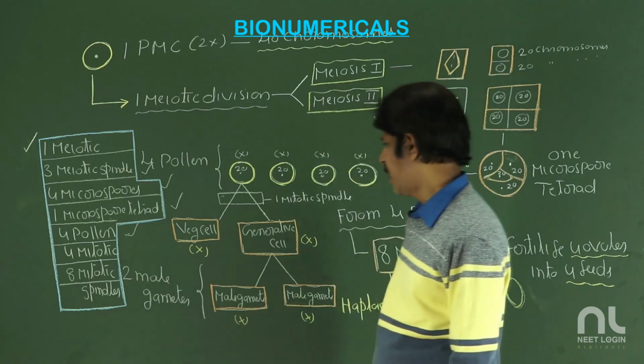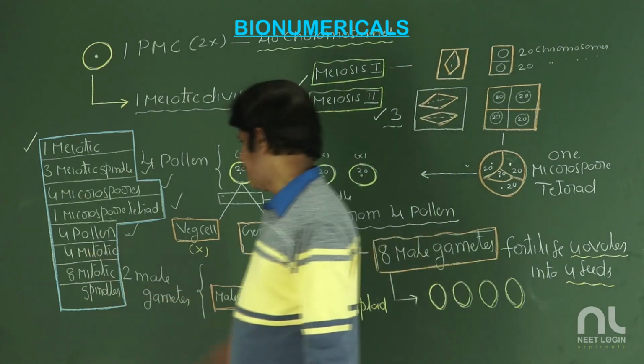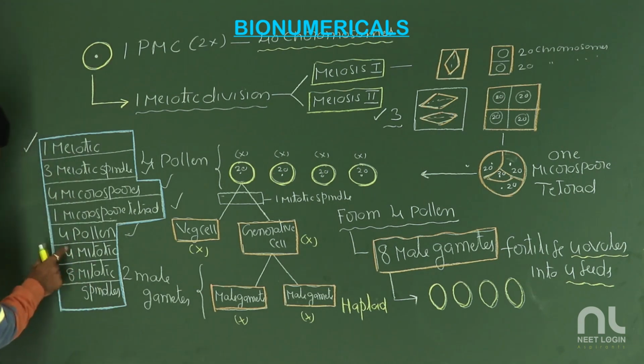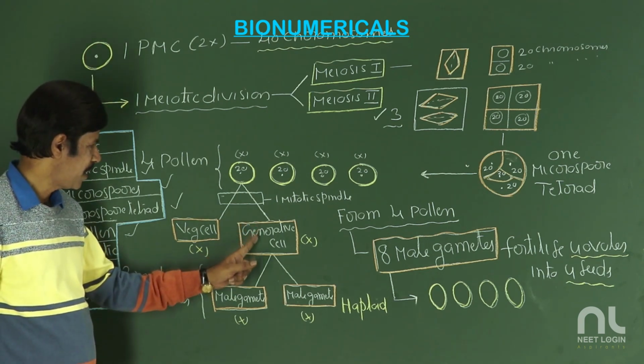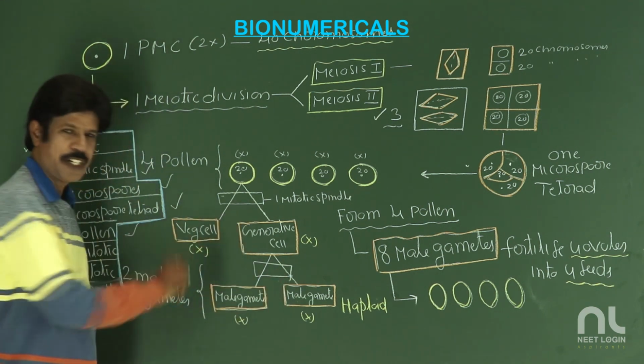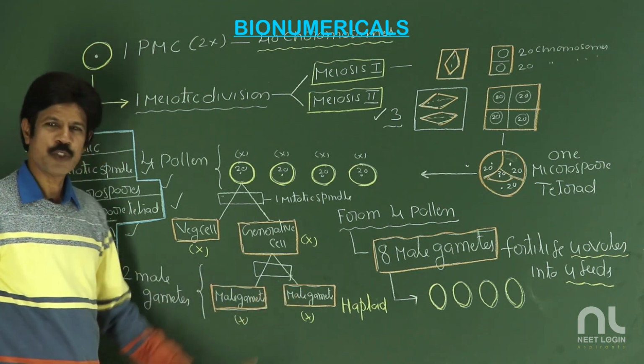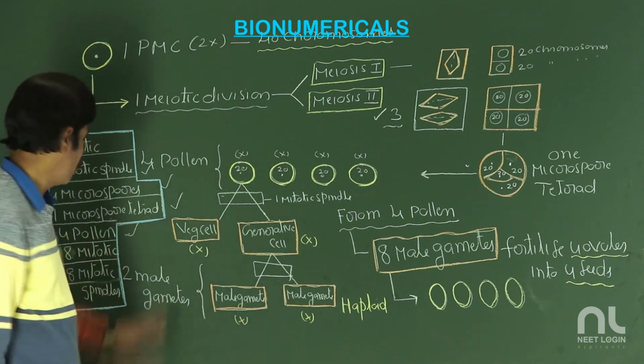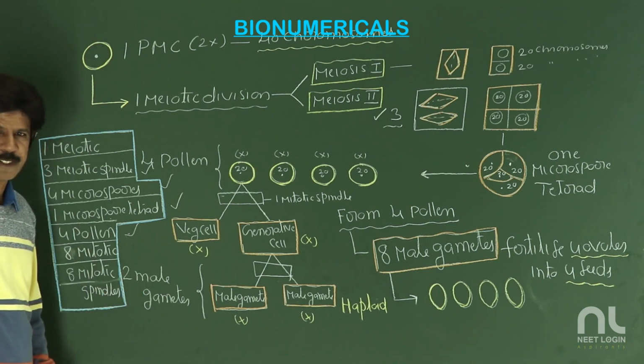So in case of mitotic division, how many mitotic divisions? 4 pollen grains, it is 8 mitotic divisions. And how many spindles are formed? That is 8 mitotic spindles, because one pollen gives 2 spindles. For one spindle, generative cell and vegetative cell; another spindle, 2 male gametes. So each pollen 2 spindles, 4 pollen it is 8 mitotic spindles.